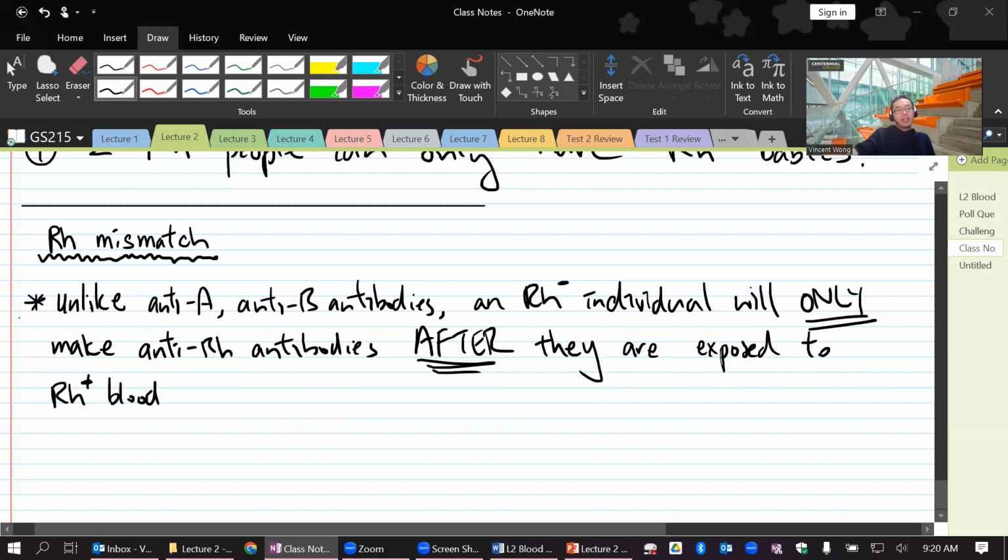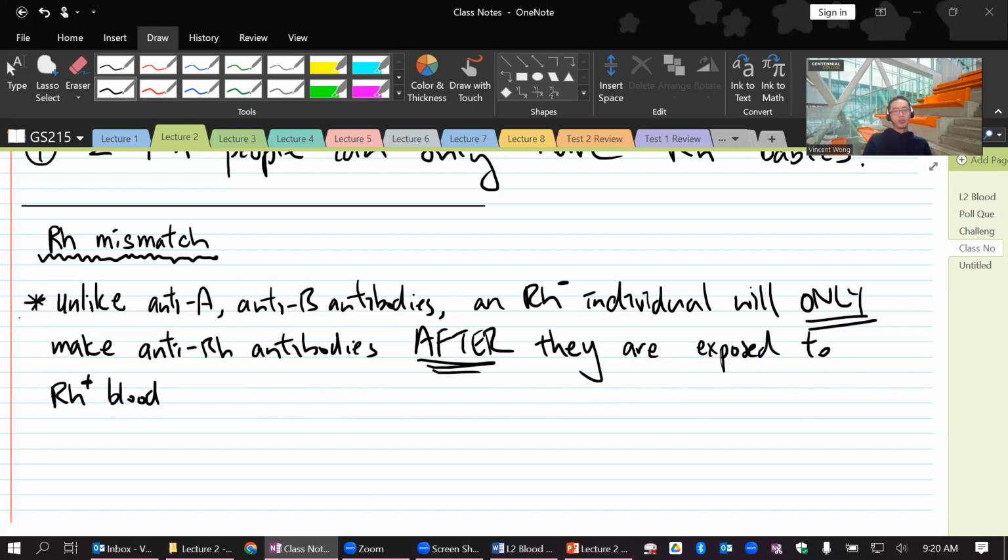Okay, so that's kind of like the chickenpox deal, right? You can't make chickenpox antibodies until you've exposed yourself to chickenpox. In the same way, if you are an Rh negative individual, you will not make anti-Rh antibodies until after you are exposed to Rh positive blood. Okay, so that's the first thing you must understand before we move further. It's not like the ABO system where you have those antibodies when you're born. Okay, Rh is different. You must be exposed to Rh positive blood.